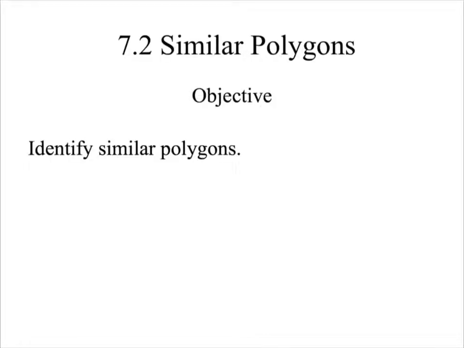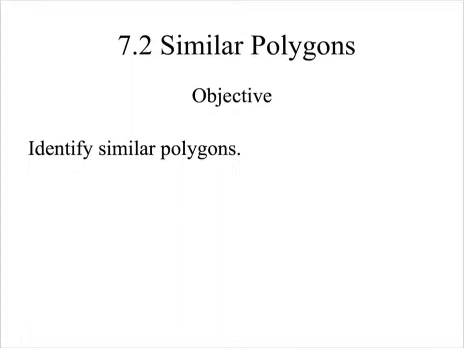Welcome back, everybody. Today we're going to be talking about 7.2 similar polygons. In the past, we've talked about congruent triangles, congruent polygons, but this time they're going to be similar. So we're going to discuss what it means to be similar, and we're going to be identifying two similar polygons.